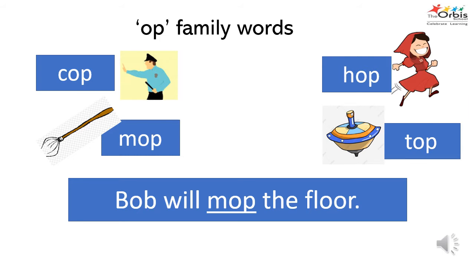T says T, O says O, P says P, top. Can you see the picture of a top which is spinning? Let's read the sentence. B-O-B Bob, W-I-L-L Will, M-O-P Mop, the floor. Bob will mop the floor. That's good.